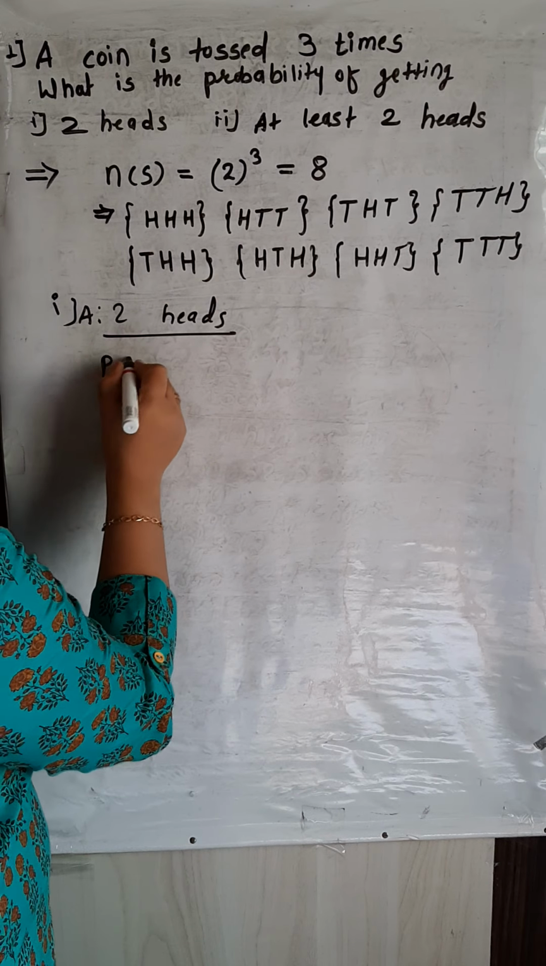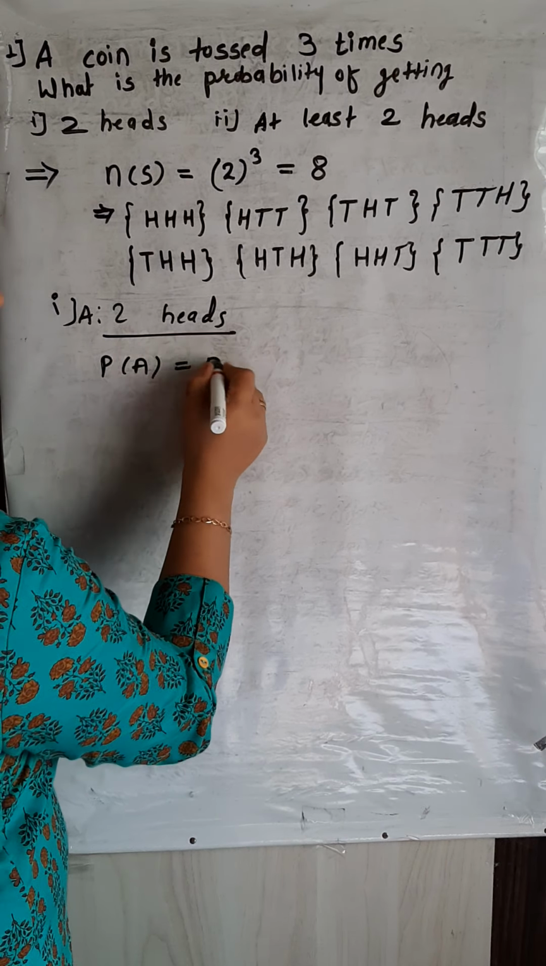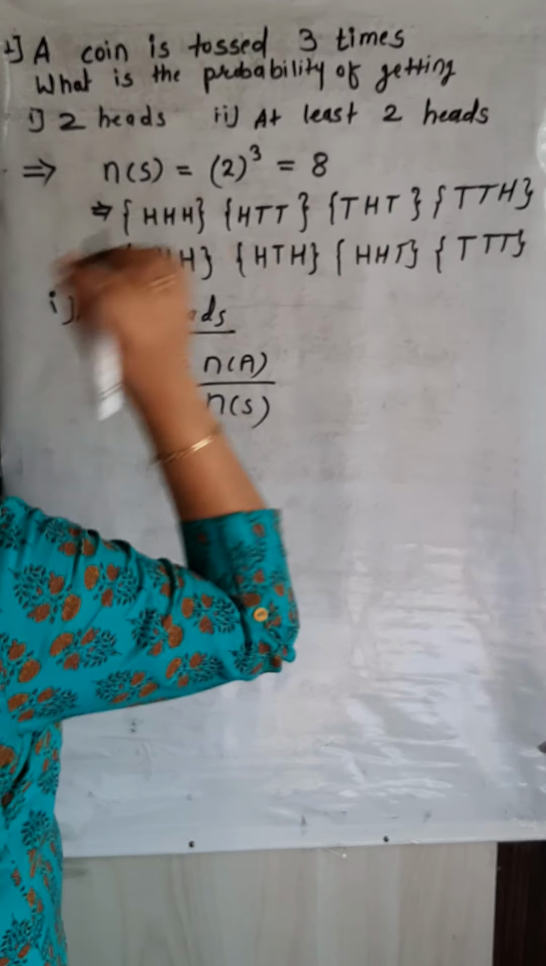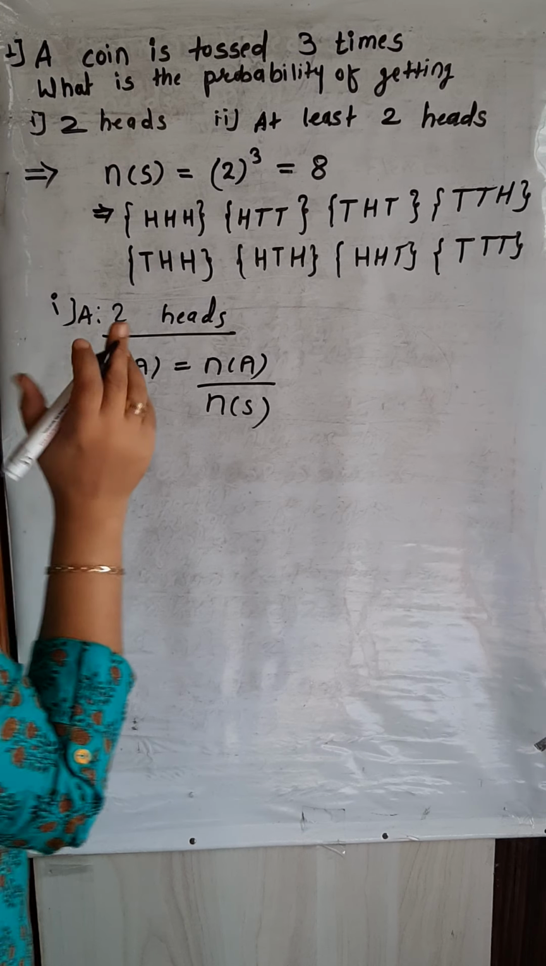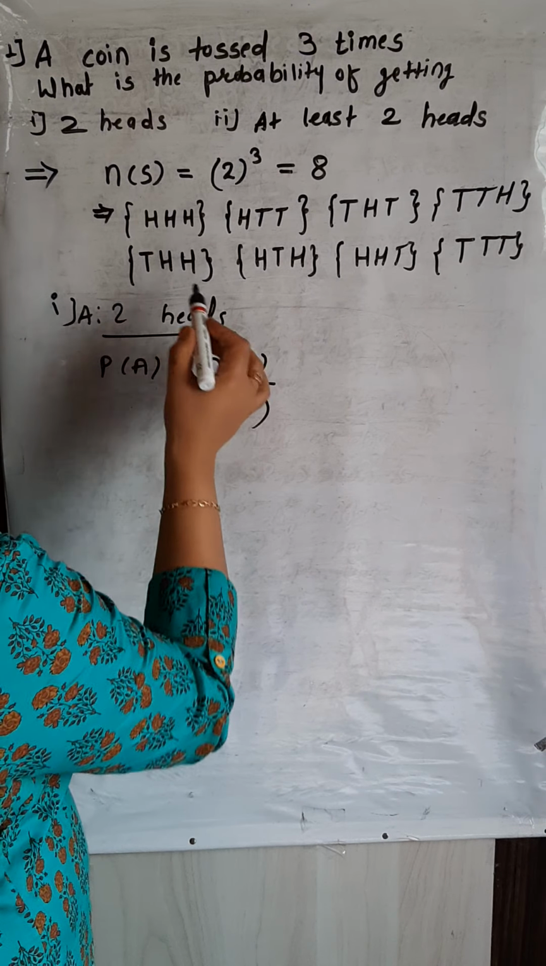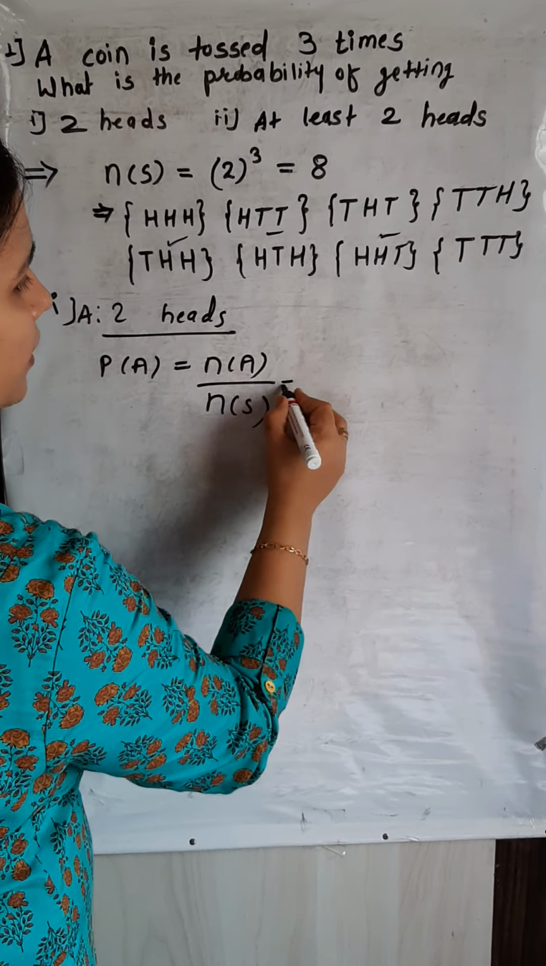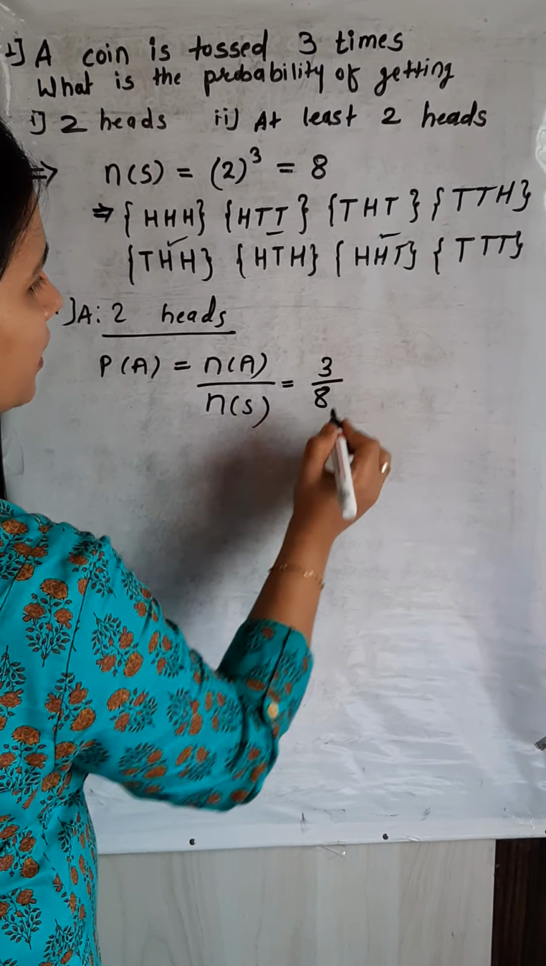What is probability of A? It is n of A by n of S. N of S we have written here, but what is n of A? N of A means 2 heads. How many outcomes are there when we are having 2 heads? 1, 2 and 3. So probability of first event is 3 by 8.